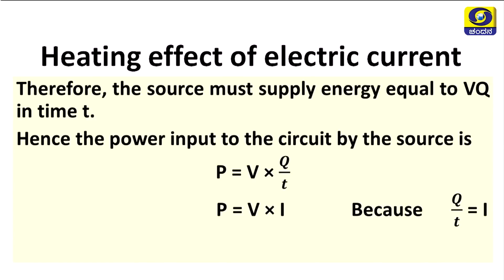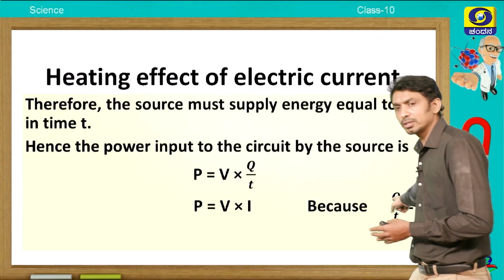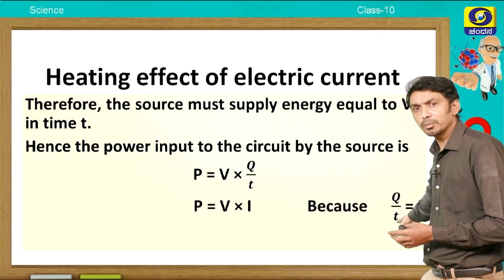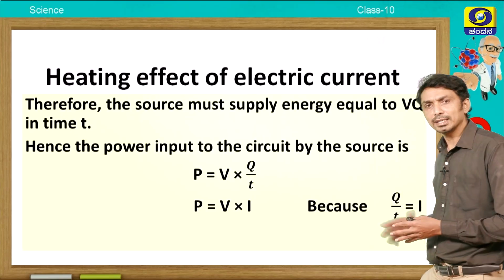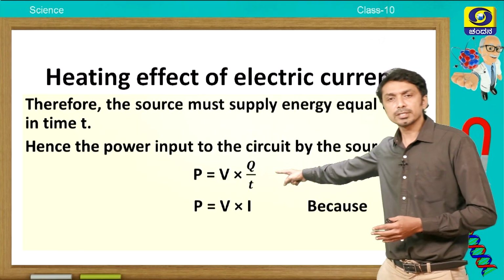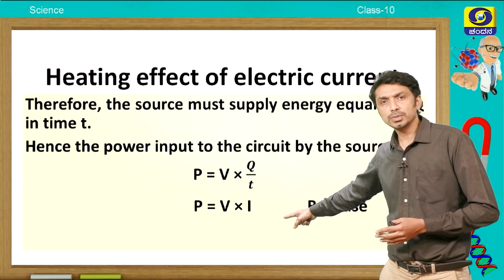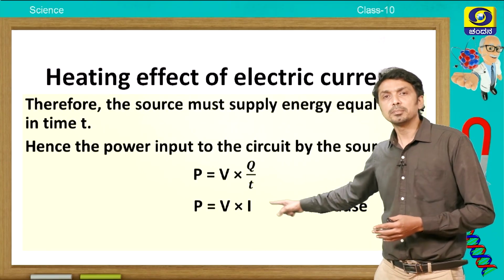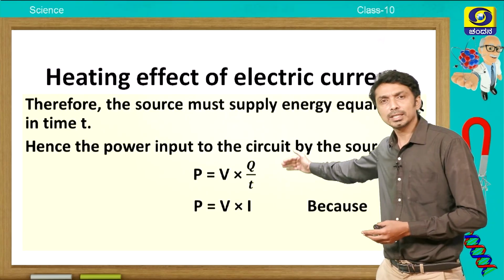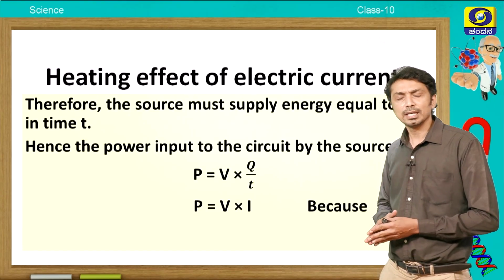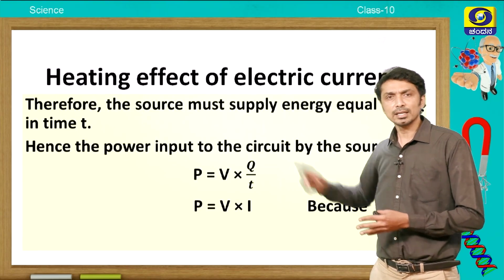That means Q is the total amount of charge passing through a point with respect to unit time, then we call it electrical current. So, in place of Q by T, we have substituted I. As you can see, P is equal to V into I. So, the rate of work done by electrical energy is called electrical power.